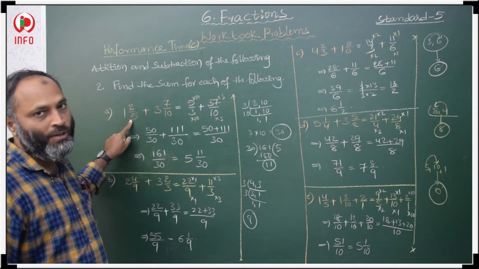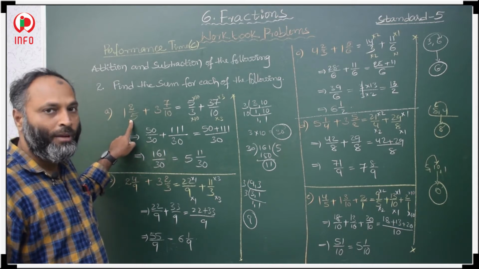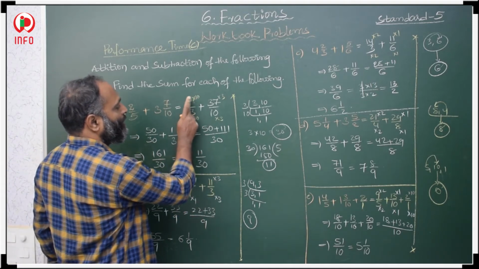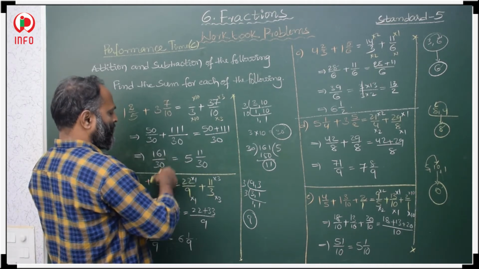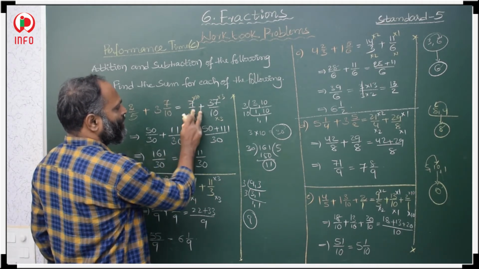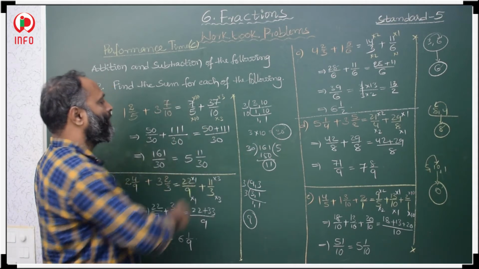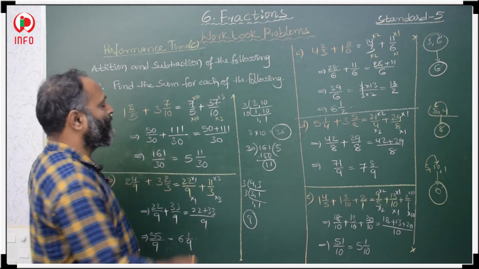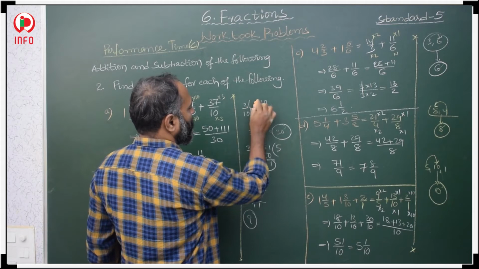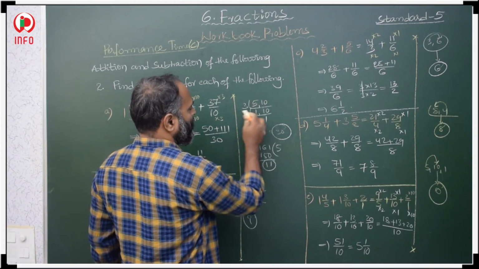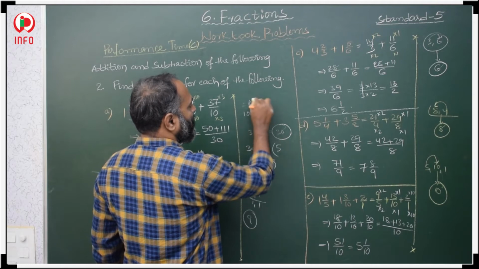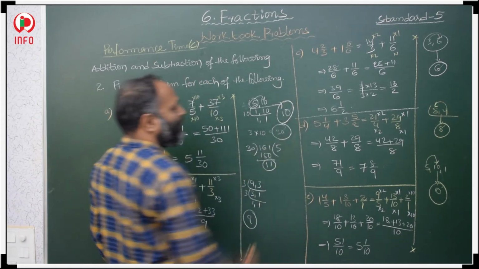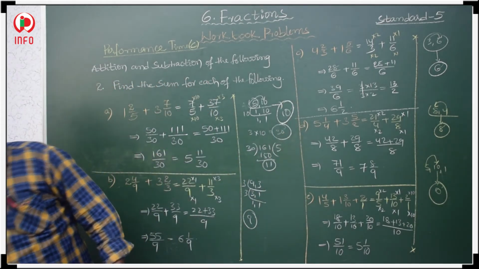We have to convert this mixed fraction 1 2 by 5 into improper. 5 1s are 5 plus 2, 7, so 7 by 5. Now the mixed fraction is converted into improper. Then for 7 by 5 and 3 7 by 10, we have to take the LCM of 5 and 10. 5 is a factor of this 10, so 10 is the LCM.